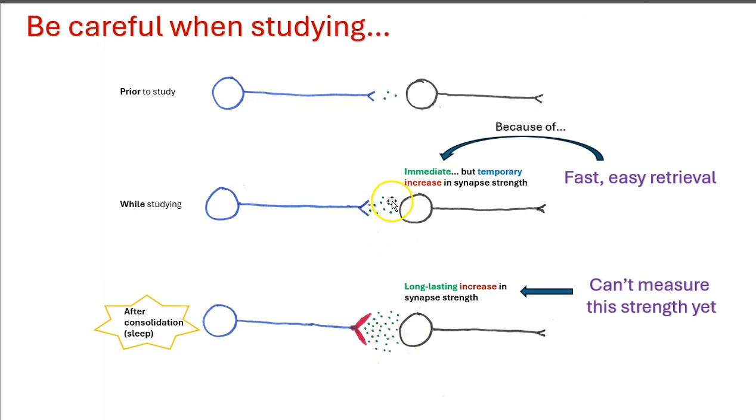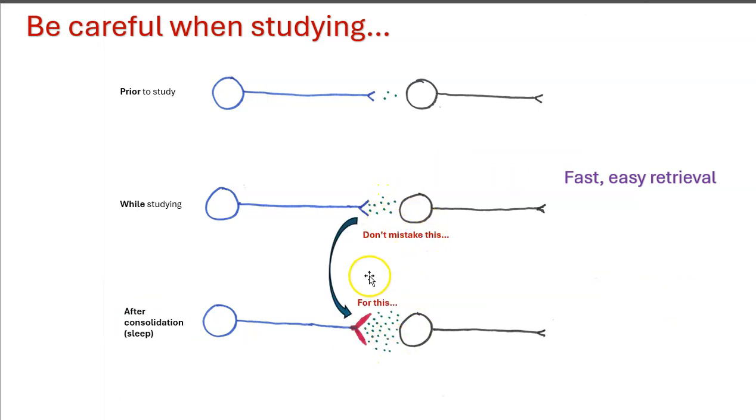So you see, we don't want to confuse these two. We don't want to mistake this easy access to the information when we're studying for the fact that we have strong memory traces. We haven't had a chance to build those stronger synapses yet. So when we're studying, we must be careful. When we have fast, easy retrieval for information, this is a temporary effect. We haven't done the biological work of making these stronger synapses until we go to sleep.